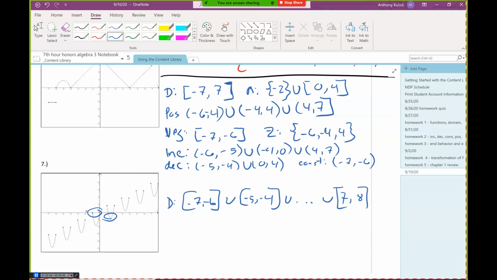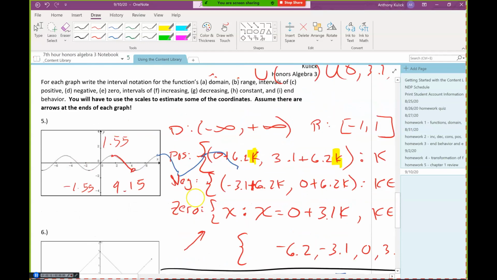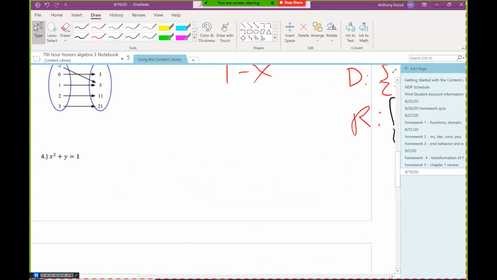Is that okay? Alyssa. Can you just give me the answers for number 4 on the review? For number 4? That is a function. It would pass a vertical line test. Its domain is all real numbers, so negative infinity to positive infinity, and its range is negative infinity to 1, with a bracket at 1. Like that. I wrote it down.